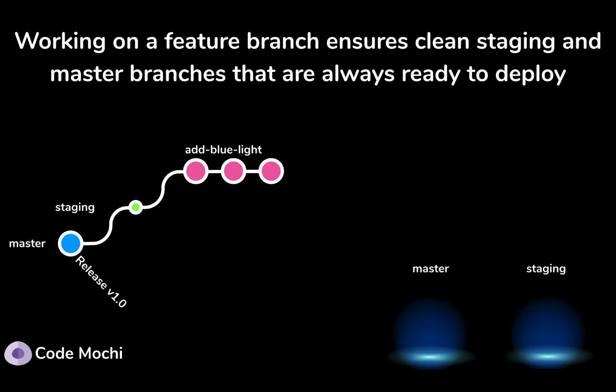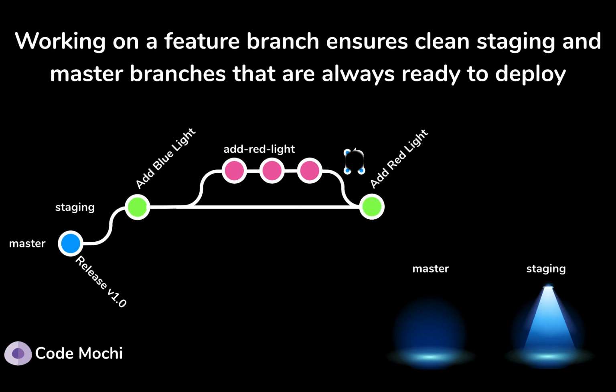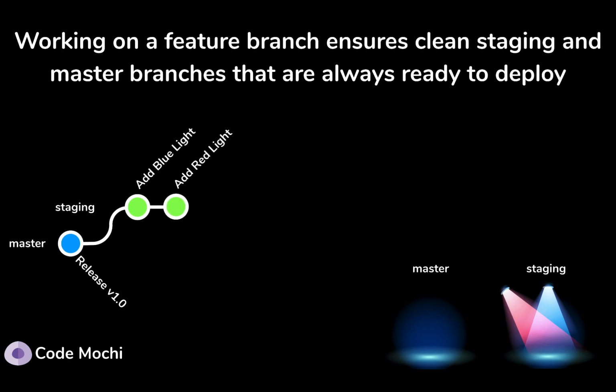So now, once that pull request gets approved, we now have a new commit that's on staging that's called add blue light. And so you can see when we compare master to staging now, staging has a blue light, whereas master still doesn't. So now we can do the same thing with adding our red light. We can make our different commits, and when it's good to go, we can do a pull request. And so once that's been added and approved, we'll do our pull request onto staging. And so now our staging has our blue and our red light, whereas our master still doesn't have anything.